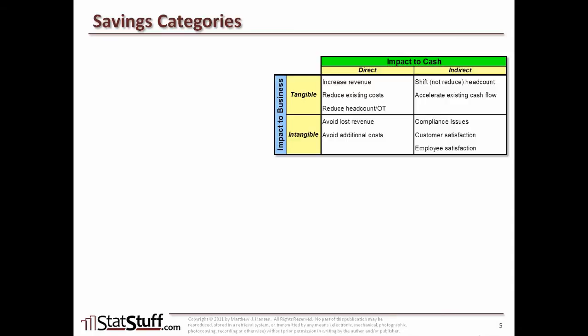So basically I think it breaks down into 4 separate categories illustrated in this particular matrix. So let's take this down one by one. First, we'll start with direct tangible types of savings. These are the types of savings that have a direct impact to cash and also a tangible impact to the business, in the sense of a measurable impact. So these are actual dollars that impact cash flow.